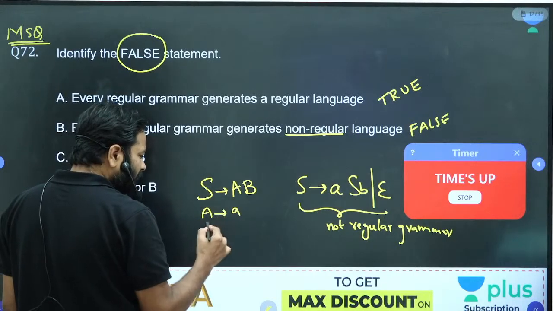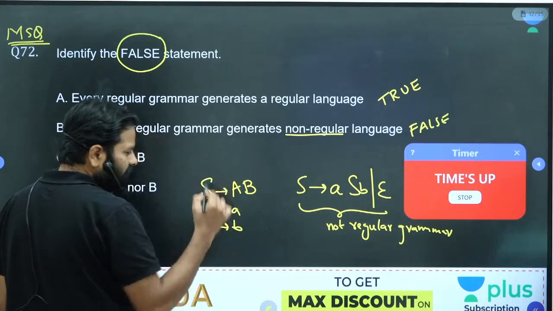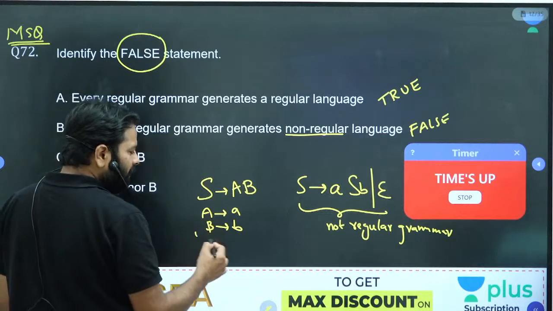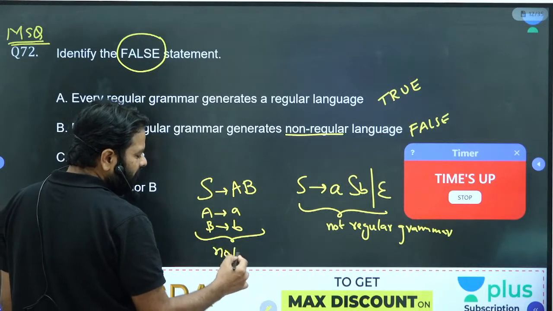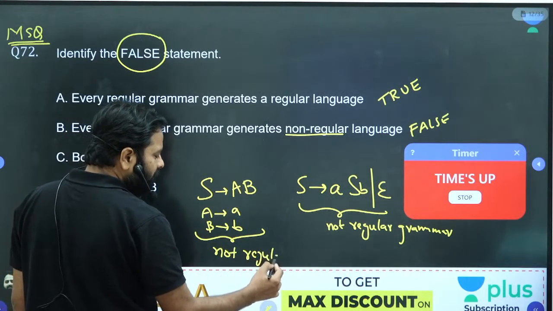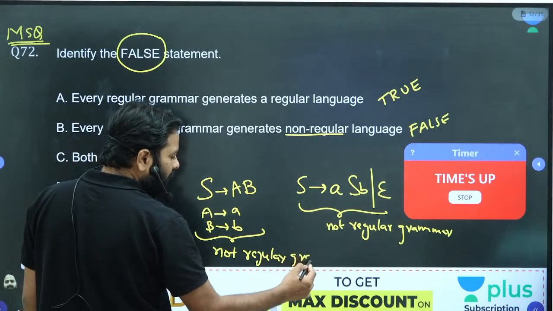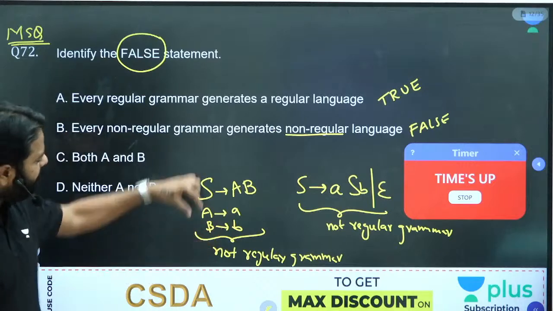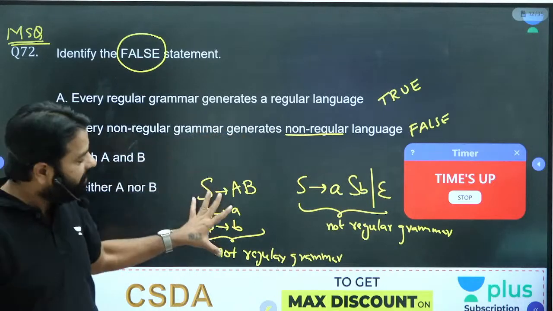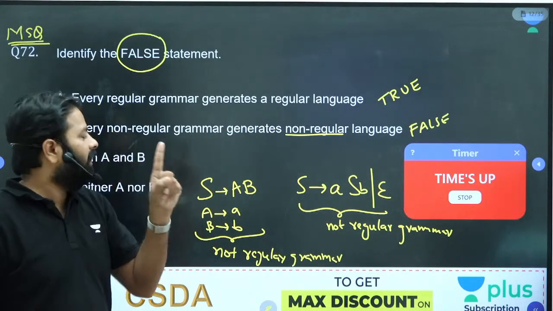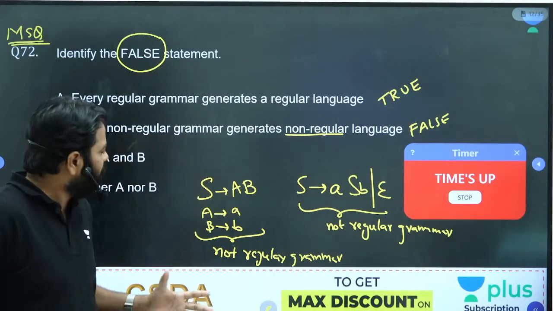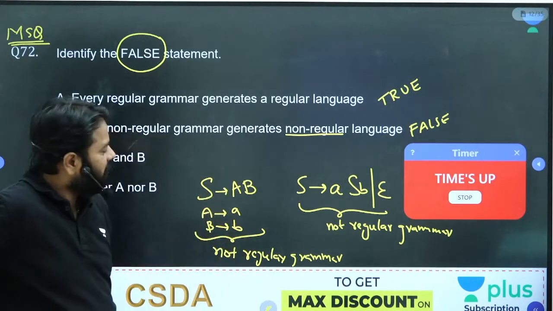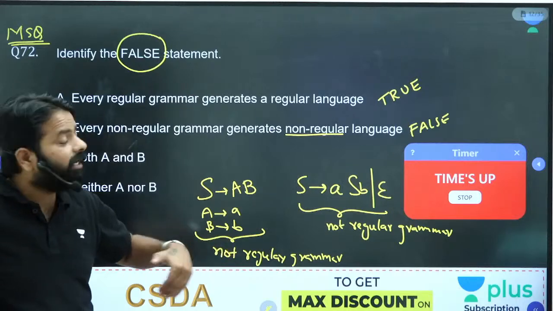I want to make it false now. This is also a non-regular grammar, but is it generating a non-regular language only? No, it is generating a regular language. It is also not a regular grammar because you have two non-terminals. If it were a regular grammar, you would have only LLG form or RLG form. This is not LLG, this is not RLG. This non-regular grammar generates a regular language.